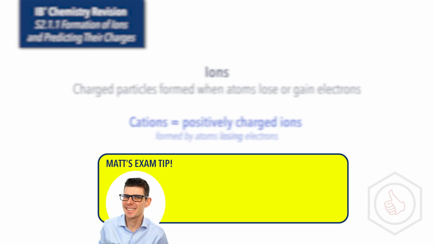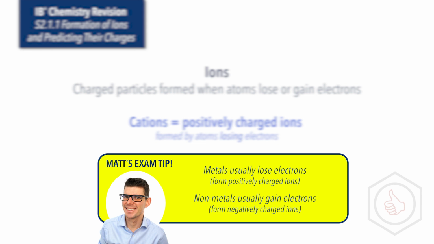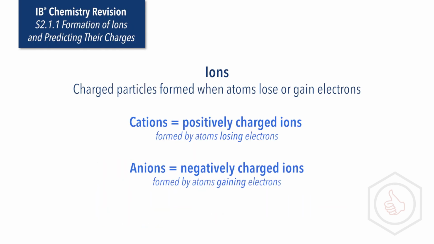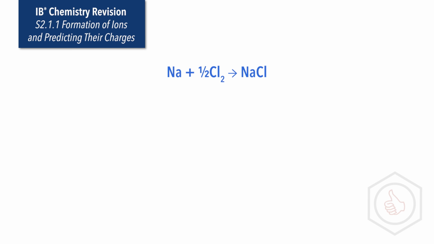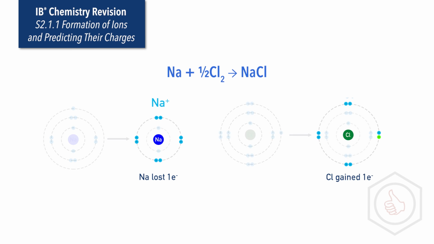Exam tip here: metals usually lose electrons and form cations, and nonmetals usually gain electrons and form anions. However, there are exceptions, so it's always better to look at how electrons are being transferred rather than the type of element reacting. For example, when sodium and chlorine react together, sodium atoms lose one electron and become positively charged ions, and chlorine atoms gain one electron and become negatively charged chloride ions.